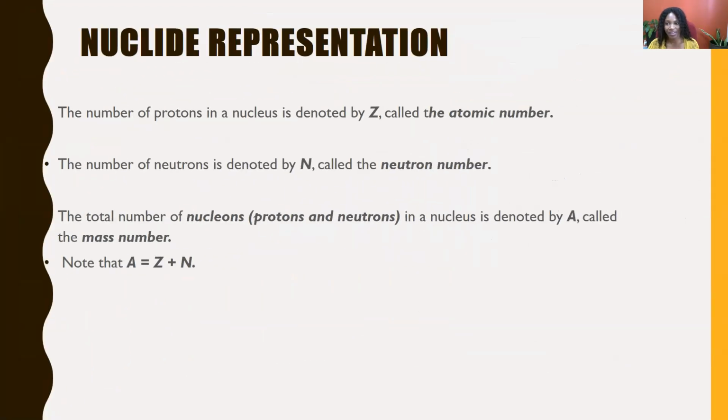Okay, so we're going to be looking at nuclide representation now. The number of protons in a nucleus is denoted by Z, and we call this Z the atomic number. The number of neutrons is denoted by N, and that's referred to as the neutron number. The total number of nucleons in a nucleus is denoted by A, which is the total number of protons and neutrons, and we refer to this as the mass number. Now, if we add together the atomic number and the neutron number, then we should get back the atom's mass number.